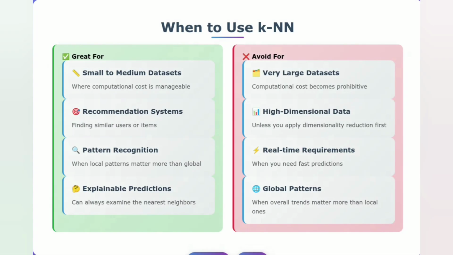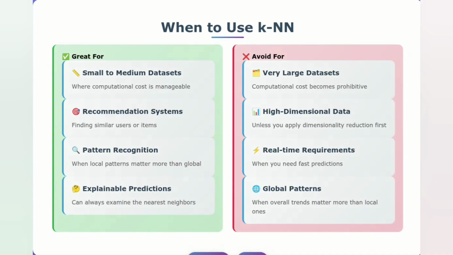So when should you use KNN? It's particularly good for small to medium-sized datasets where you can afford the computational cost. It works well when you have a good understanding of meaningful distance metrics for your problem. KNN is excellent for recommendation systems, pattern recognition, and cases where local patterns are more important than global ones. It's also great for problems where you need to understand why a prediction was made. You can always look at the nearest neighbors to explain the decision.